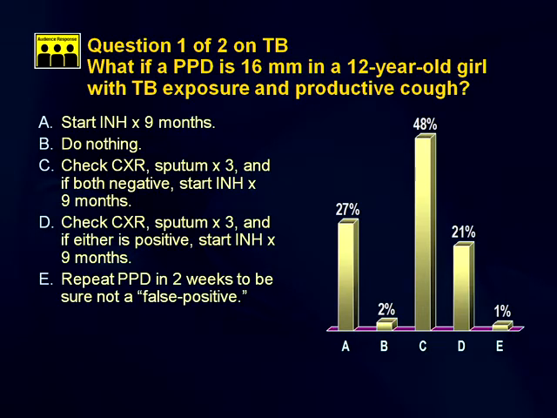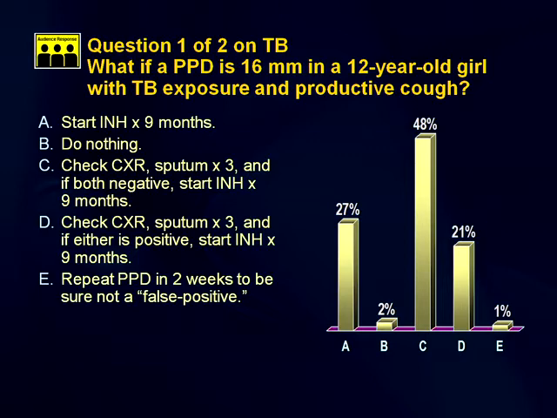So here's the deal. Is her PPD positive? Yes. She's positive for anybody. It doesn't matter, she's higher than 15, so she's got a positive PPD. So she's infected with tuberculosis. Now what you have to decide is, does she have latent disease, which means she only needs INH, or does she have active tuberculosis?